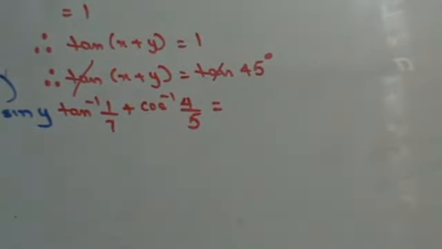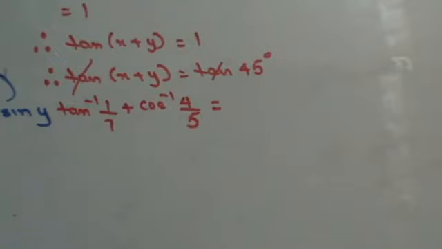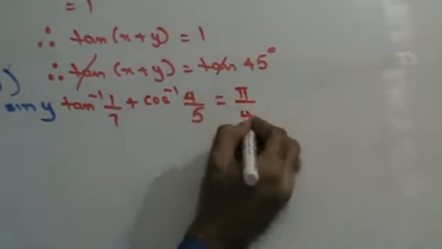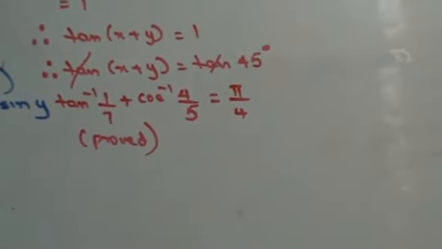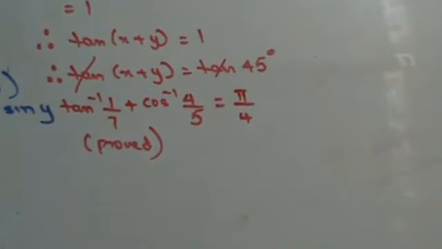45 can be written as 180 divided by 4. 180 is nothing but pi radians. So this is pi by 4, and this is what we have to do. Right? Next, let's see another sum, people.